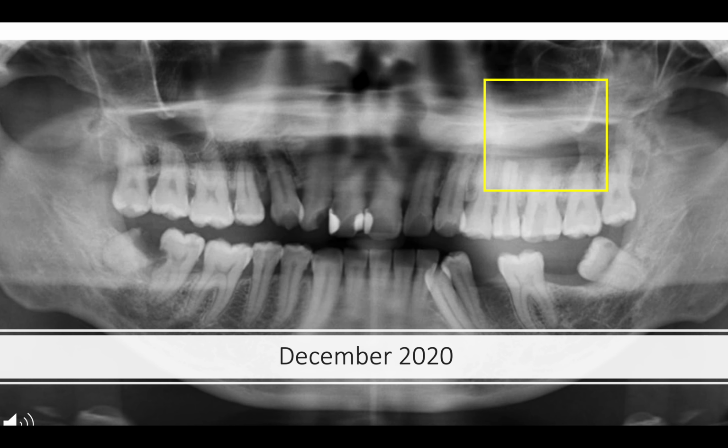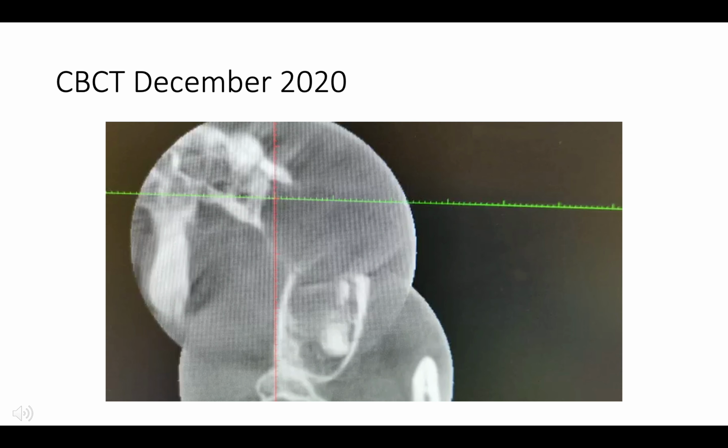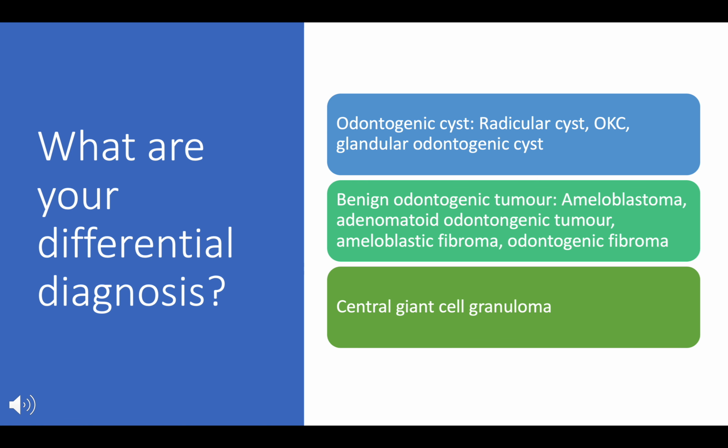The OPG taken in December 2020 shows a well-defined regular radiolucency from 2.5 to 2.7. And the CBCT shows similar findings with slight palatal bone expansion and there is small buccal expansion. So what are your differential diagnoses?